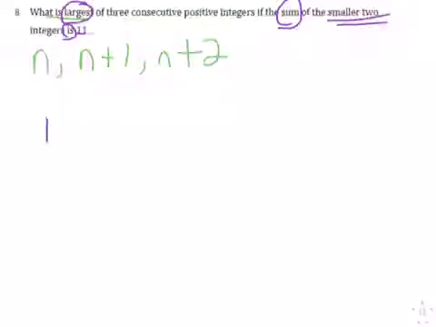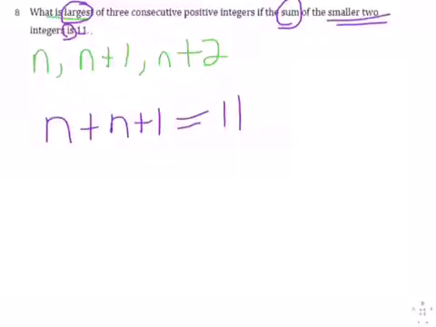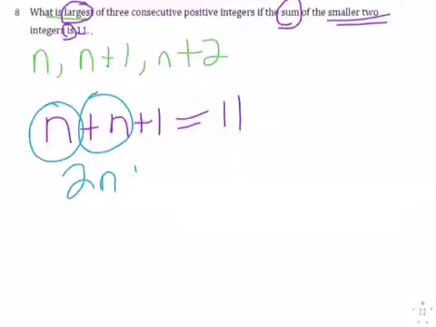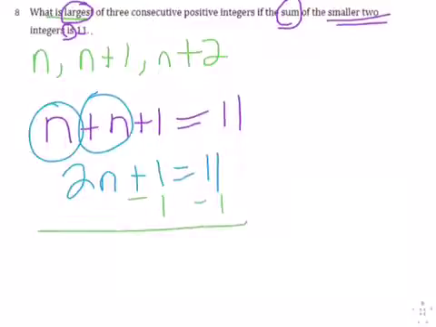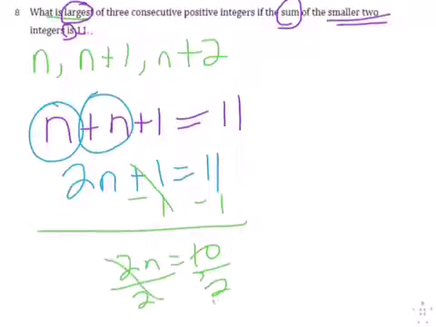So the smaller two are going to be n and n plus 1. And since it's sum, we're going to do n plus n plus 1. And it says it is 11, so that means it equals 11. Then all we have to do is combine our like terms. So n plus n is 2n plus 1, which equals 11. And then we just solve for n. So we subtract 1 from both sides. We get 2n equals 10. We divide that by 2 to get the n all by itself. And we see that n equals 5.